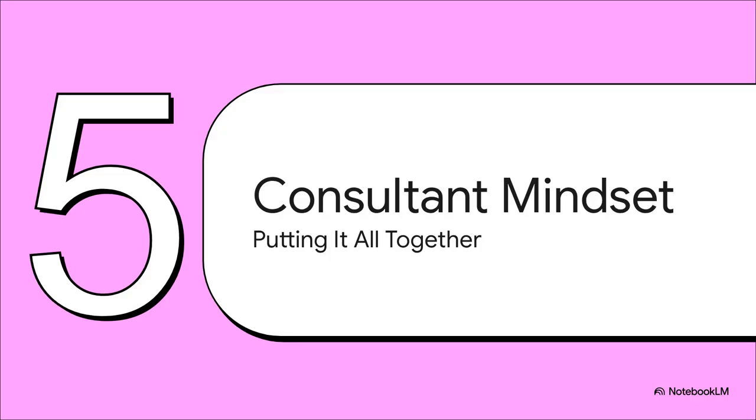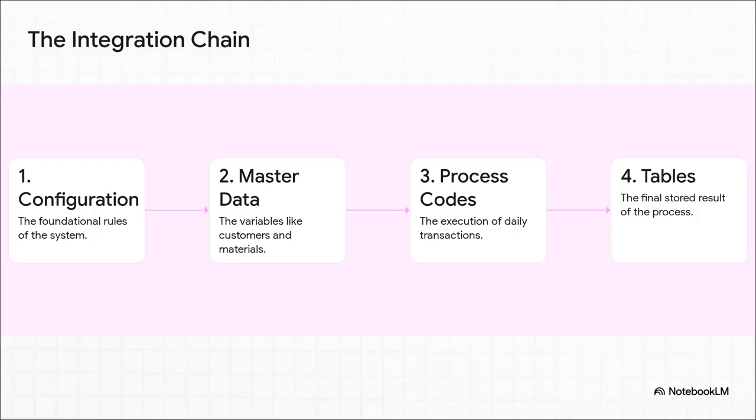So, let's bring this all home now. Knowing a bunch of T-codes is one thing, but using them effectively, that really requires a specific way of thinking. This is what we call the consultant's mindset. So, the expert mindset for troubleshooting is to always trace problems backward. You start with the result, the wrong data you see in the tables. Then you check the process.